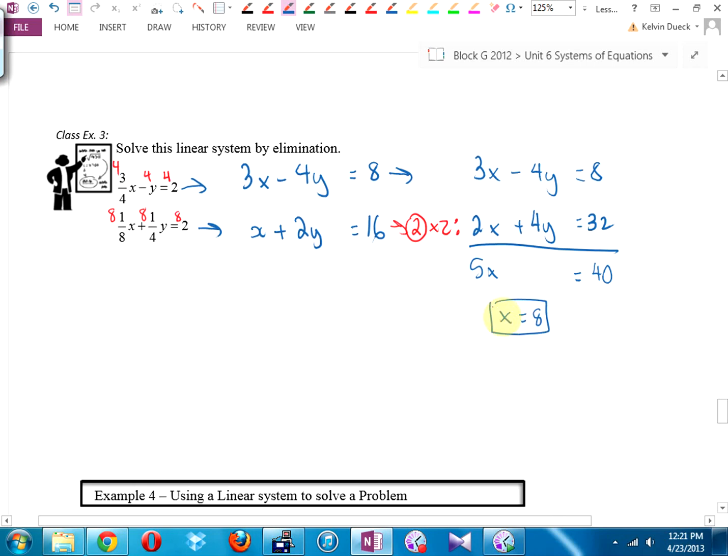How do I find y? Go back and stick it into one of the equations. Now, you could stick it into one of those ones, but those have lots of yucky fractions, although that one isn't too hideous. Because I'm not great at fractions, I'm going to stick it into one of my rewritten ones. Whenever I see an x, what can I write instead? So in that second equation, 8 plus what is 16? 8 plus 8 is 16.